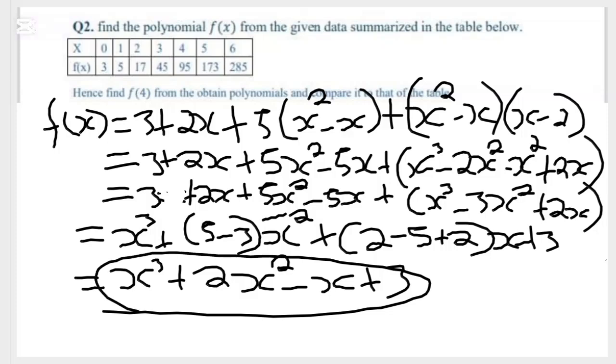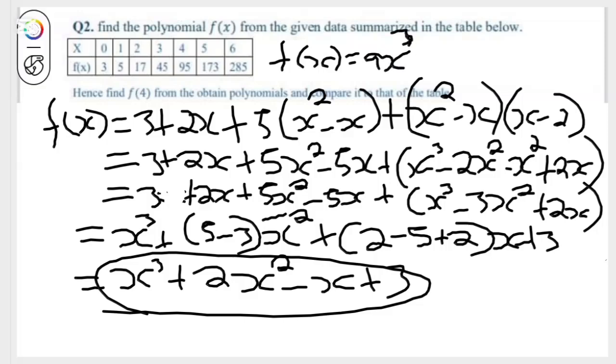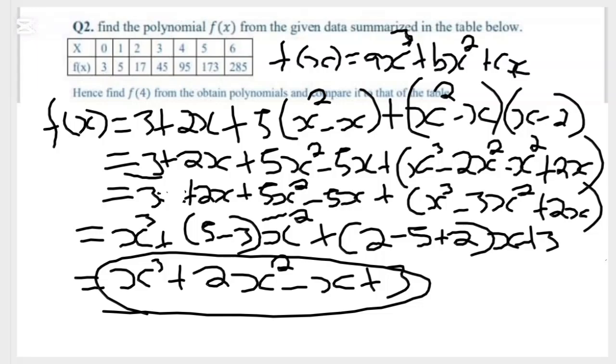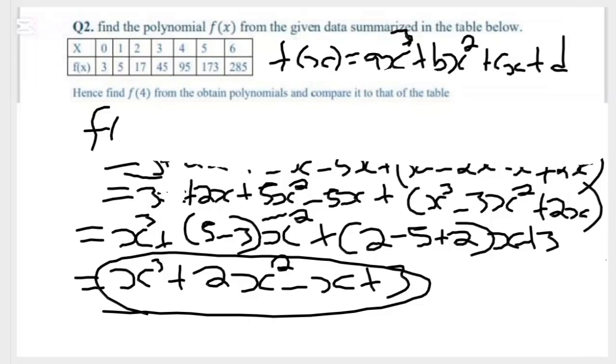So the next thing, I will use the polynomial formula that I wrote before, which says f of x equals ax cubed plus bx squared plus cx and also plus d.